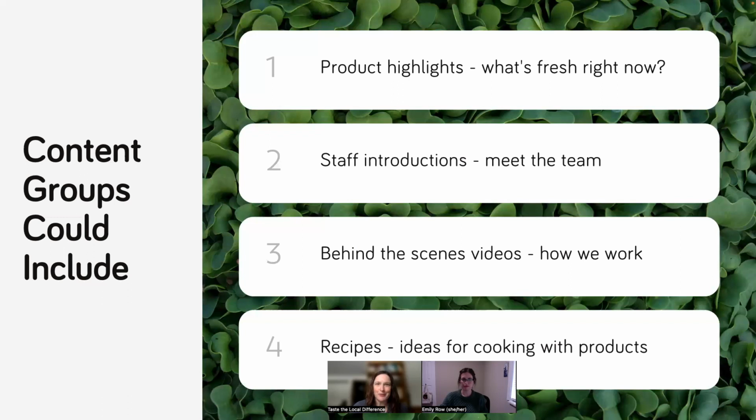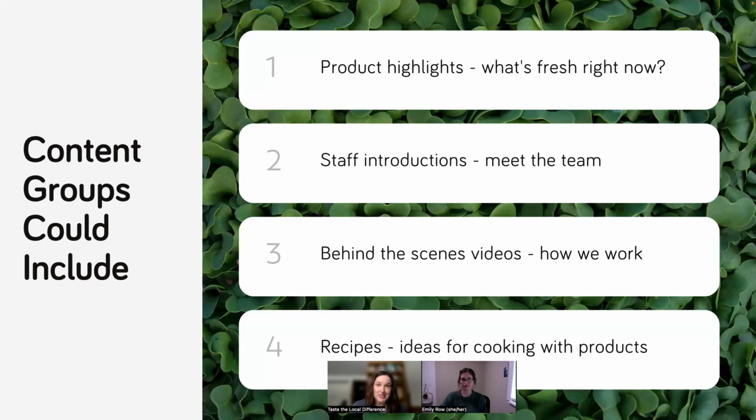I think I mentioned this before, but staff introductions. People want to know the people behind your business. So if it's just you, introduce yourself. Consider sharing photos of yourself regularly, or at least semi-regularly, and sharing some information about yourself in those posts, whether it's related to your work or related to what you like to do in your free time.